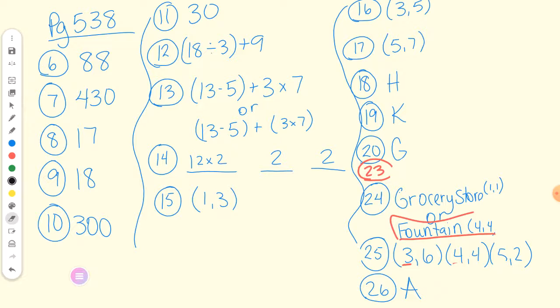So number 23 says, there's lots of information here. Glenn swam 2 laps every morning for 7 days. In addition to the laps he swam each morning, he swam 3 laps with his friends on Tuesday and Thursday. Write the expression that shows the number of laps he swam during the week. Then evaluate the expression to find the total number of laps he swam.